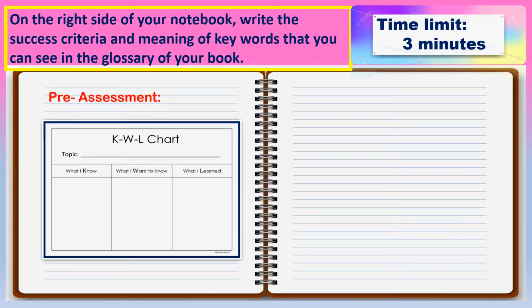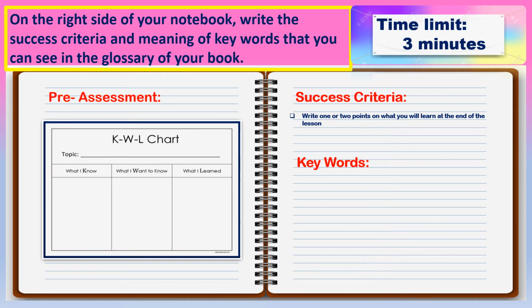Next, on the right side of your notebook, write the success criteria and the meaning of the keywords that you can see in the glossary of your book. For the success criteria, write 1 or 2 points on what you will learn at the end of the lesson. And for the keywords, you're going to find the definition of the following keywords using the glossary of your book. The keywords are bones, internal, skeleton, move, and support. You have 3 minutes to do this.